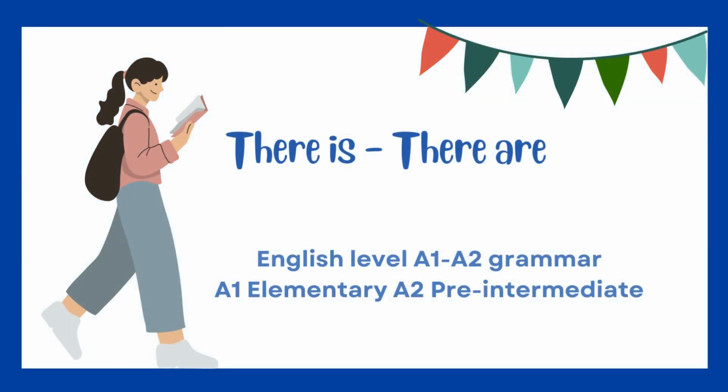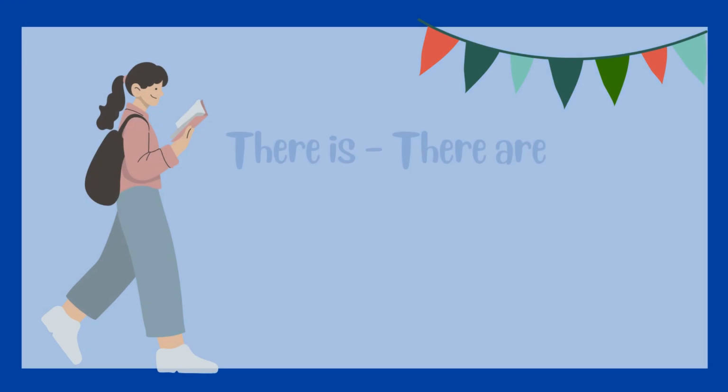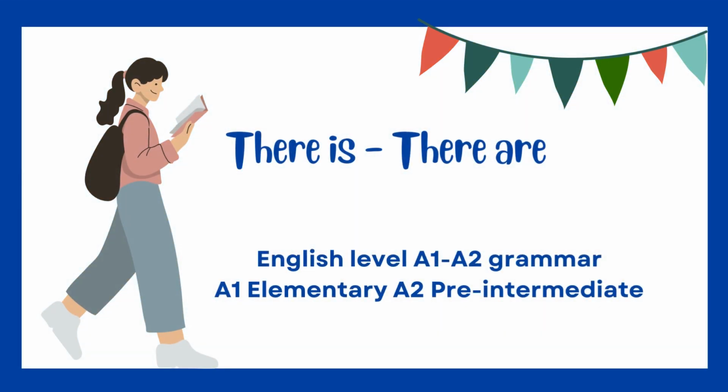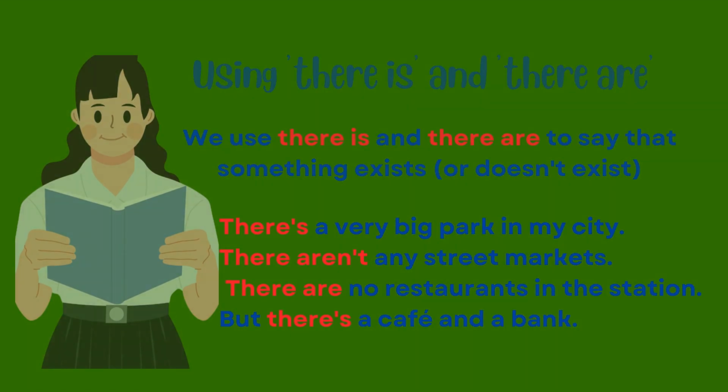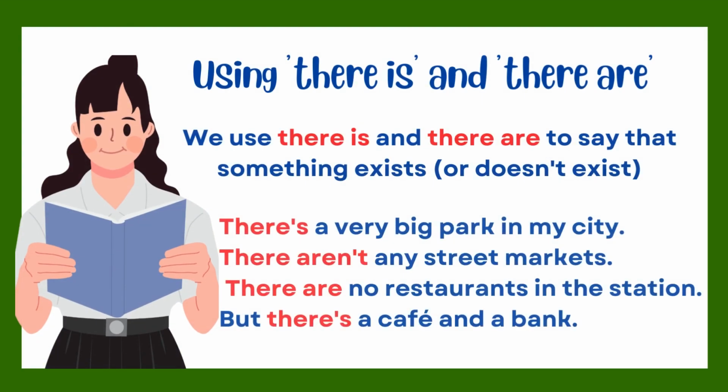There is. There are. English level A1 A2 grammar. A1 elementary to A2 pre-intermediate. Using there is and there are. We use there is and there are to say that something exists, or doesn't exist.